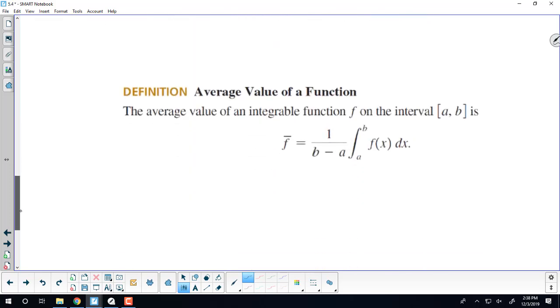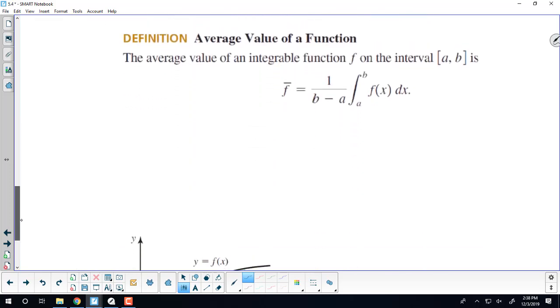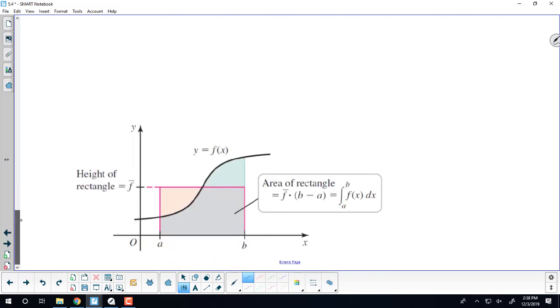And so the way we can visually interpret that is if we say this f bar is just some y value. If we multiply both sides by b minus a to clear this fraction, then we have b minus a times the average value is equal to the integral. We know how to interpret the integral from a to b. That's just the net area under the function from a to b. But now we can say that this net area is the same thing as the average value times b minus a.